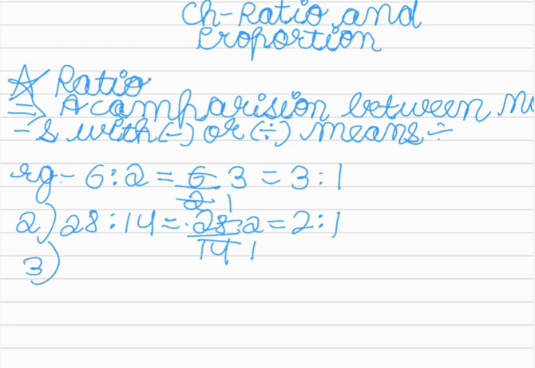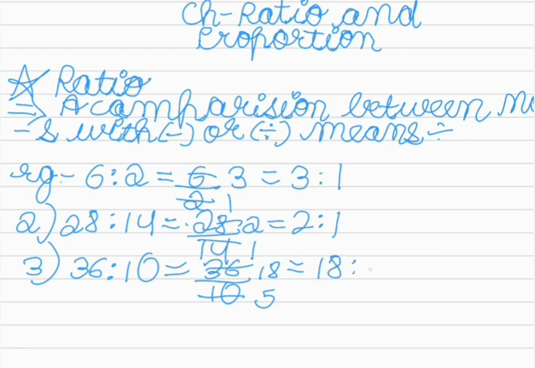The third example, 36 by 10. So we can convert it 36 by 10. And we can cut these both by 2, 18 by 5. And it cannot be simplified further with any common factor. So the simplified ratio is 18 is to 5. And the ratio means division. And note these points in your notebook because it is very important for you.